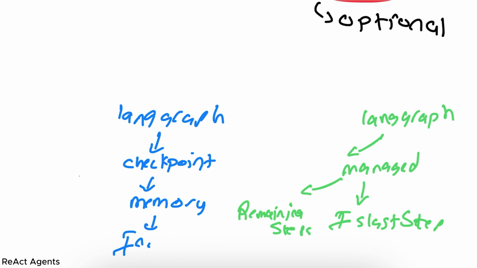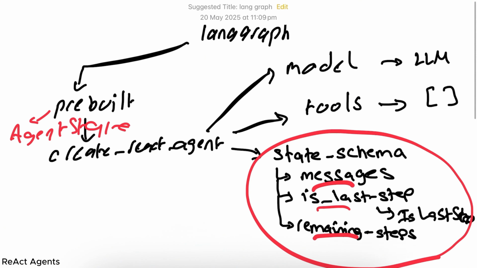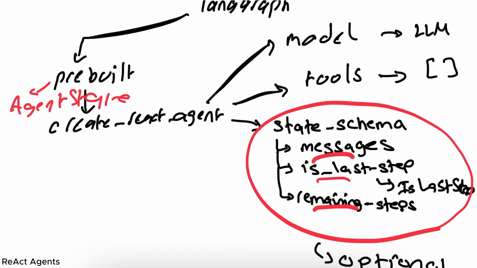Within memory, let's assume we are using an in-memory saver. That itself is an optional parameter with the create React agent. That parameter is the checkpointer. Checkpointers allow retrieving and storing data or information during the execution of the agent. You can think about it as a memory, so it starts to remember.